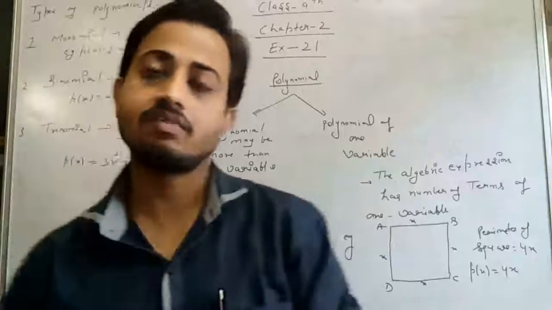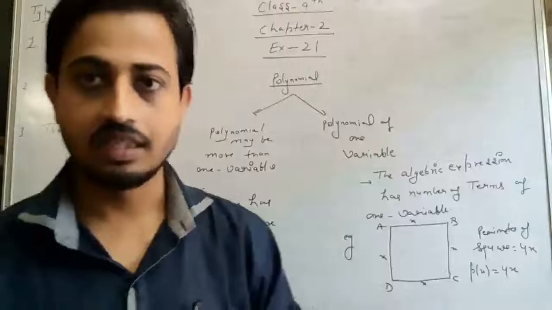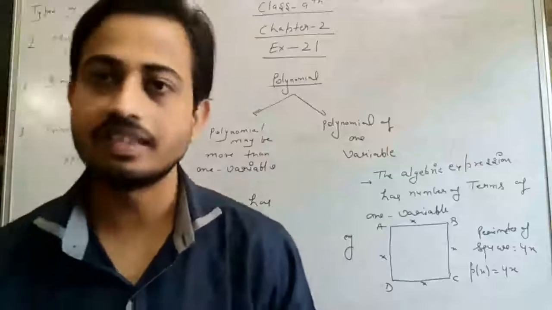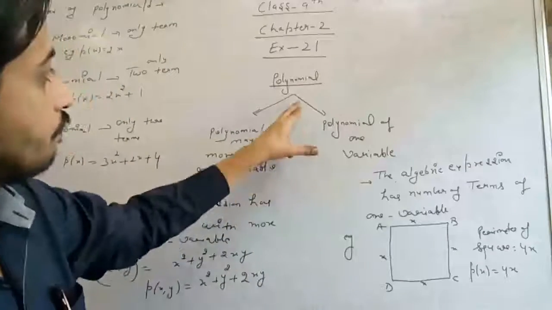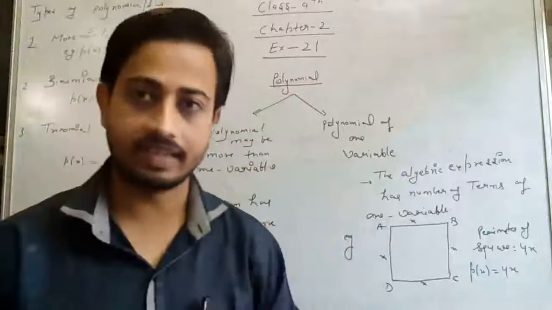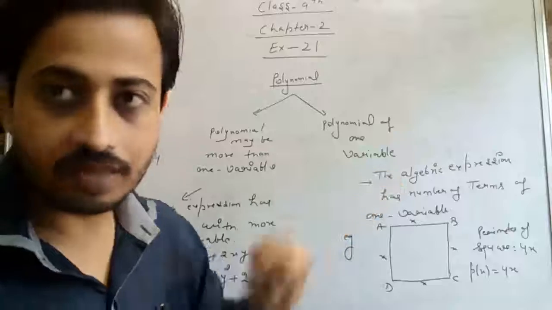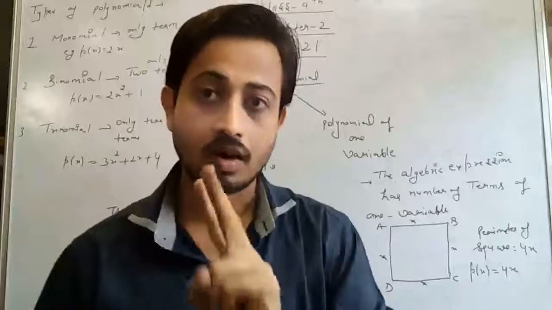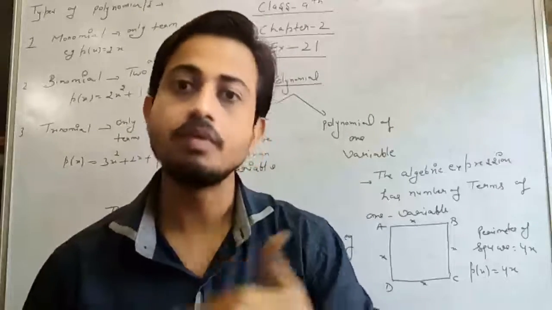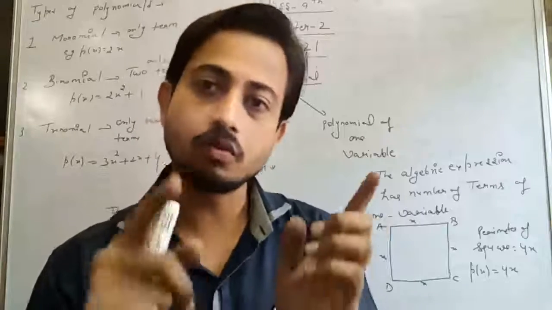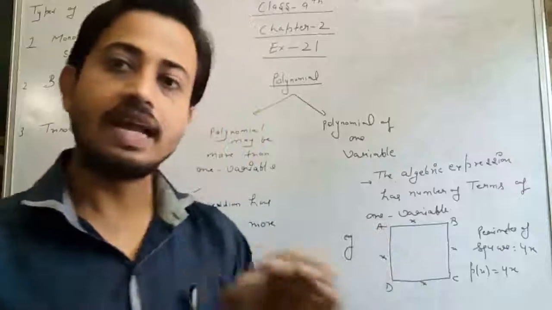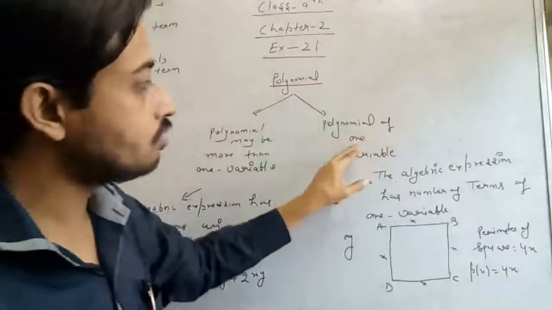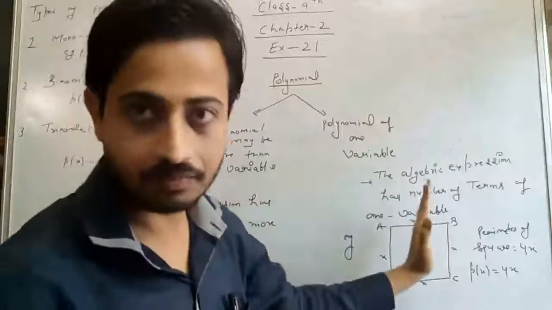Firstly we have to understand the definition of a polynomial: what is a polynomial, why it is used, and why we are studying it in this chapter, what is its need. I have classified polynomials into two categories: polynomial of one variable, which is our topic for class 9, and polynomials of more than one variable. Do not be confused, because the polynomial may have more than one variable, but that topic you will study in higher classes, not at the level of 9th standard. This is the topic that we have to study.